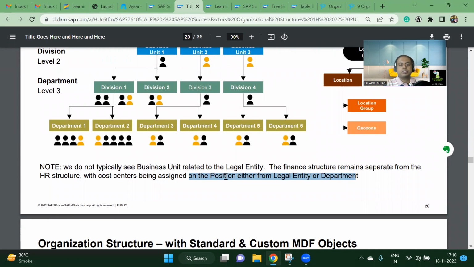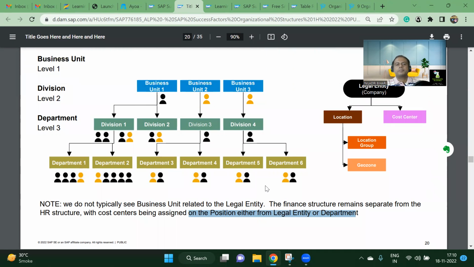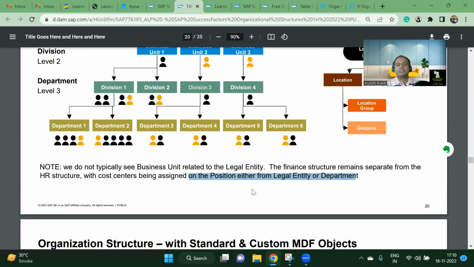Many organizations struggle with this, whether we can replicate the finance structure to the HR structure, but they have a different purpose, right? The finance structure can be more granular, but your HR structure does not require that kind of granularity. In finance, you may need more granularity to understand cost center wise, right? So this is an important point to understand.